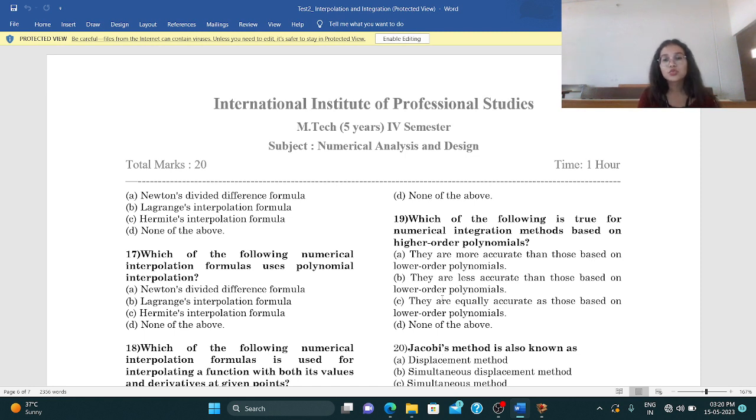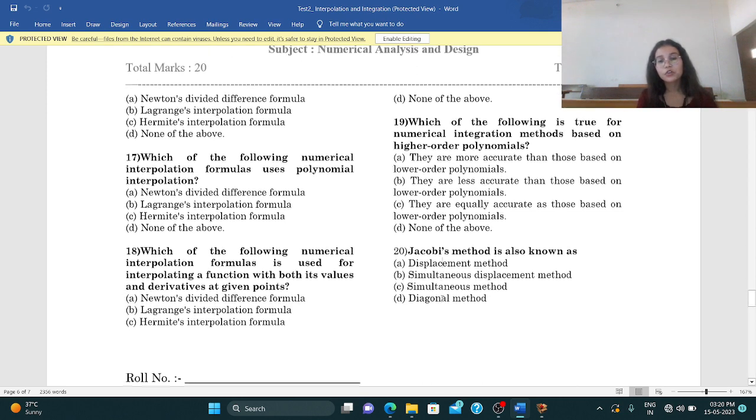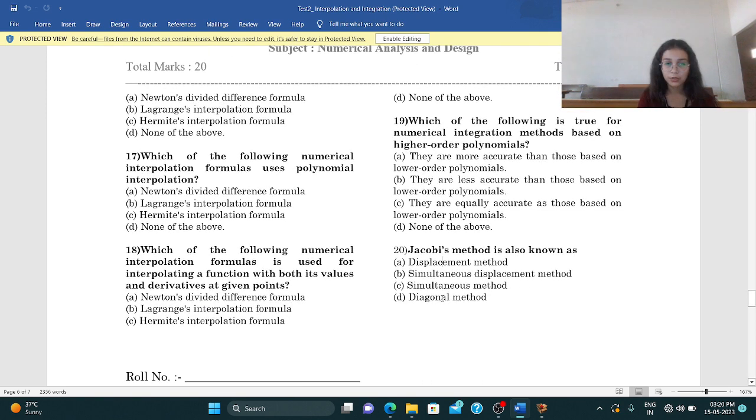Question 19. Which of the following is true for numerical integration methods based on higher order polynomials? Option A. They are more accurate than those based on lower order polynomials. Option B. They are less accurate than those based on lower order polynomials. Option C. They are equally accurate as those based on lower order polynomials. And option D. None of them. And the correct option is A. They are more accurate than those based on lower order polynomials.